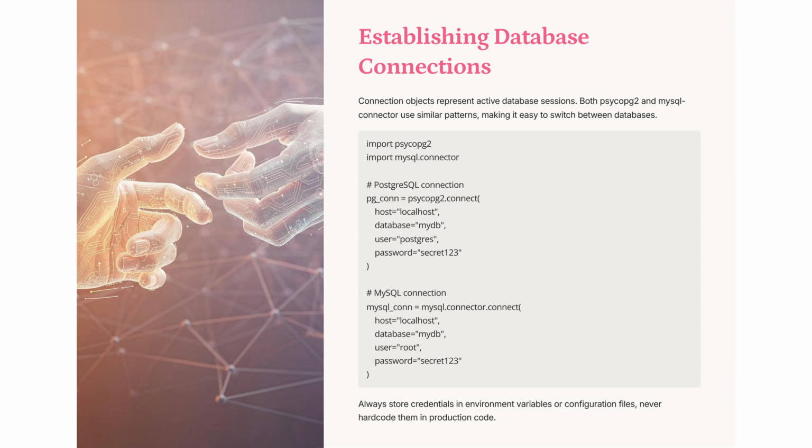Connection objects are crucial for managing database sessions. Both Psycopg2 and MySQL Connector follow similar patterns, facilitating easy database switching. Use psycopg2.connect for PostgreSQL and mysql.connector.connect for MySQL. Always store credentials securely in environment variables or configuration files to ensure security in production environments.